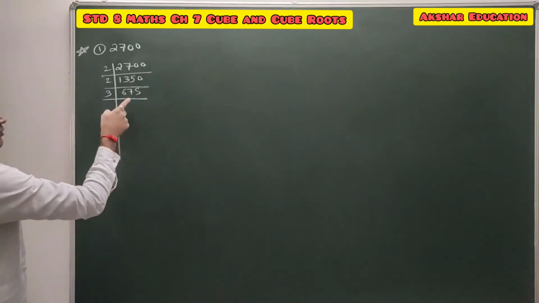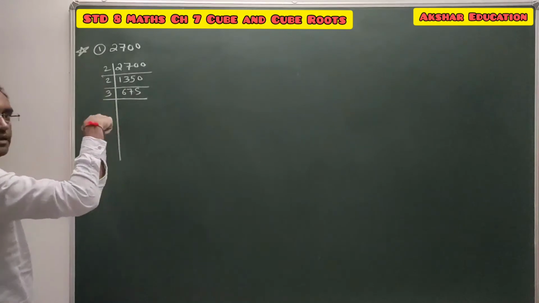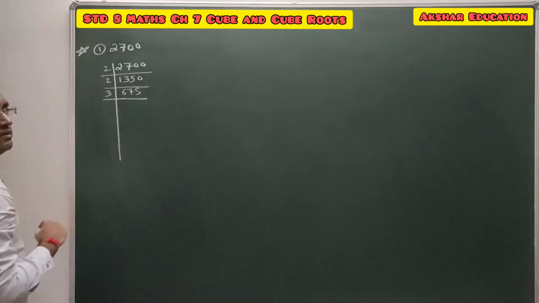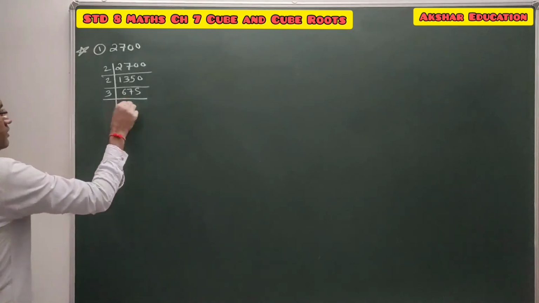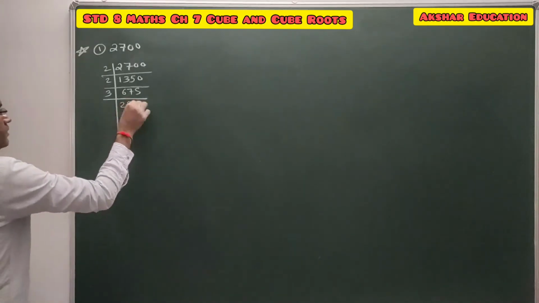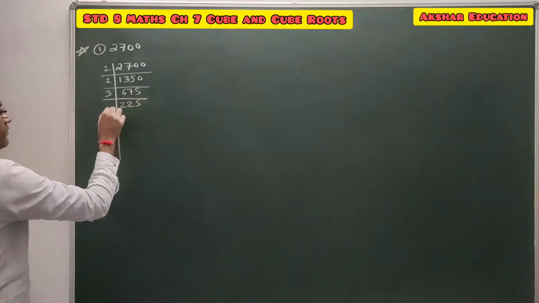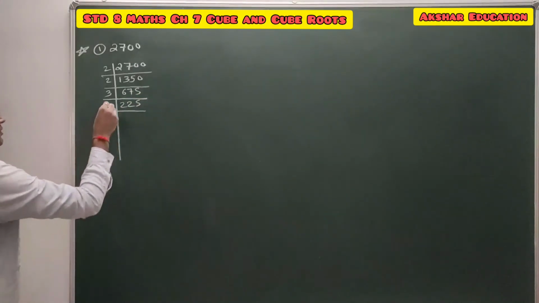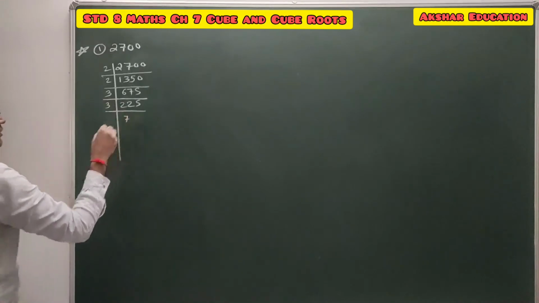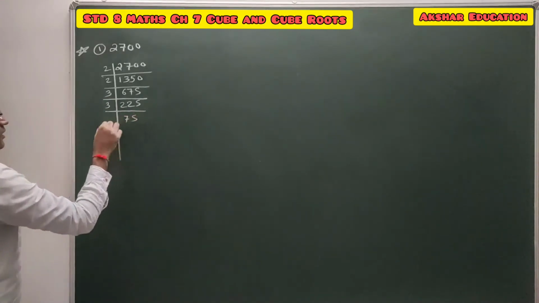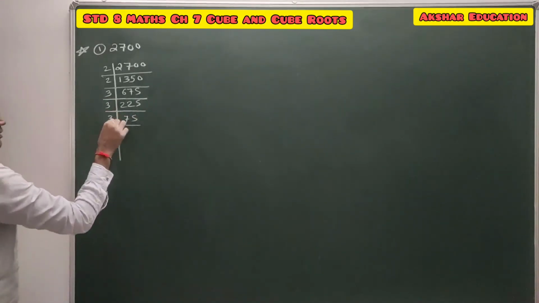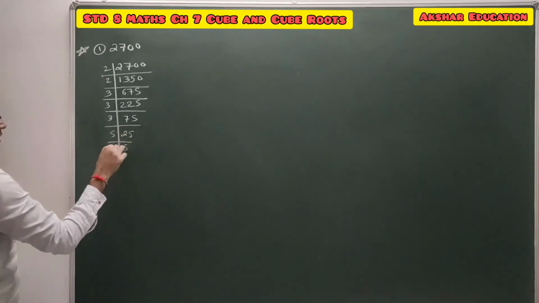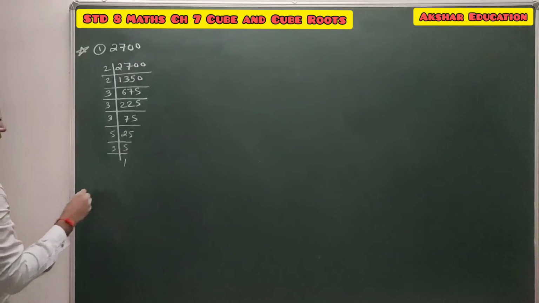But we have to first perform the division by 3, and if it is not divisible by 3, then we have to perform the division by 5. Clear, students? So 3 2s are 6, 3 2s are 6, 1, 3 5s are 15. Now is it divisible by 3? Yes. So 3 7s are 21, 3 5s are 15, again 3 25s are 75, 5 5s are 25, and 5 1s are 5. This is prime factorization.